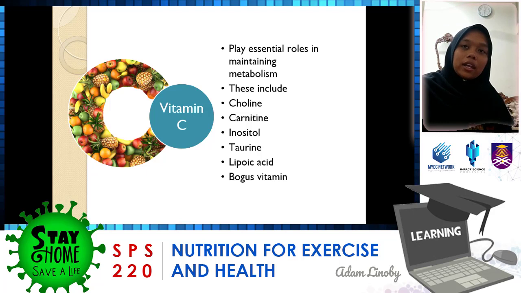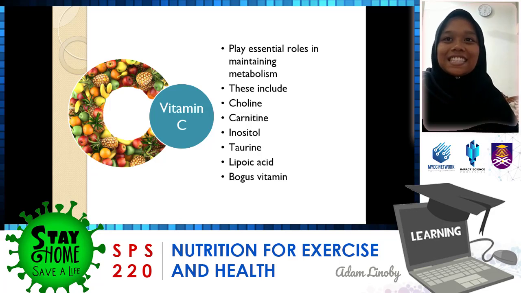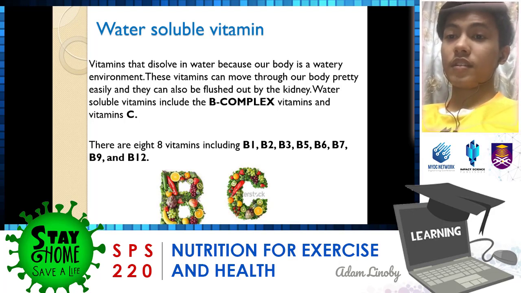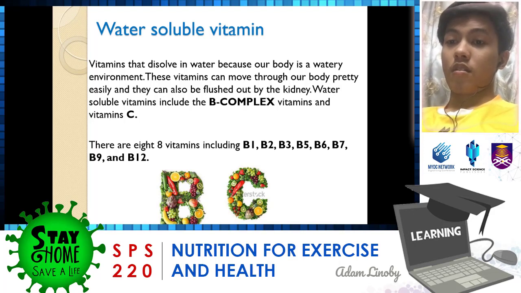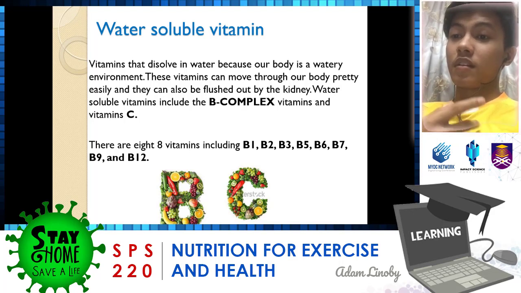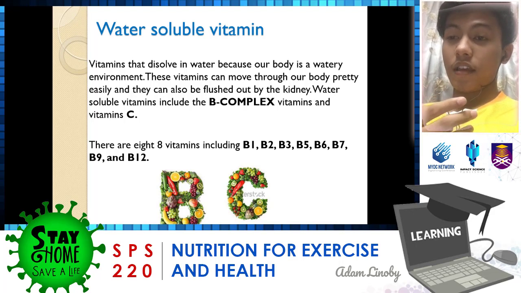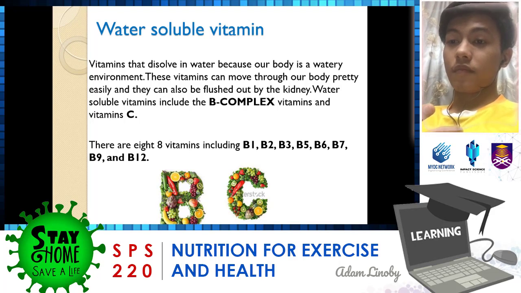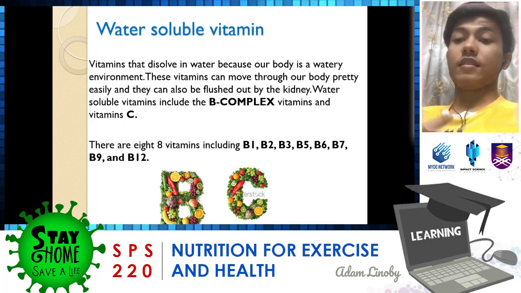Okay, that's all my explanation about water soluble and fat soluble. So my part is water soluble vitamins and vitamin B. Okay, may I start? For the first, what is a water soluble vitamin? A water soluble vitamin is a vitamin that dissolves in water, because our body is a watery environment. These vitamins can move through our body easily and can also be flushed out by the kidneys. Water soluble vitamins include the vitamin B complex and vitamin C.